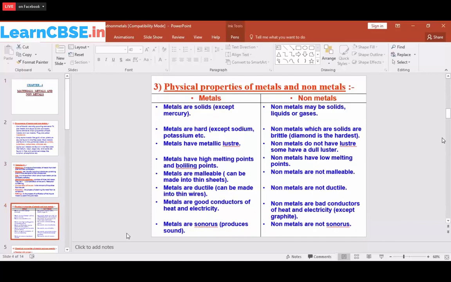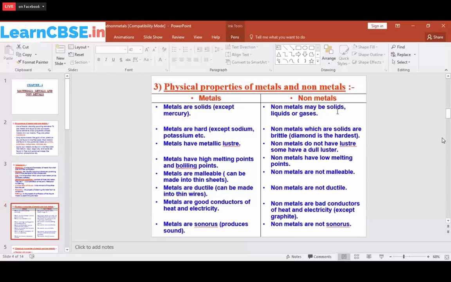Physical properties of the metals and non-metals. The physical properties are nothing but how it looks physically: what is the color, density, melting point, boiling point. Those things we call physical properties. Metals are usually solids except mercury. Mercury is one exception, which exists in a liquid state at room temperature. The non-metals may be solids, liquids or gases.